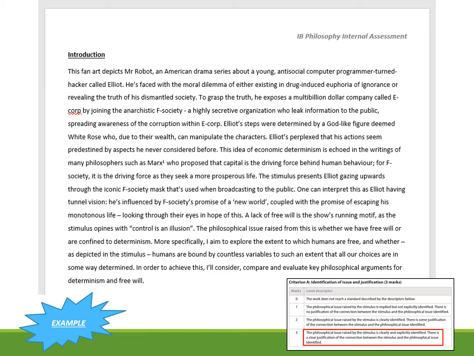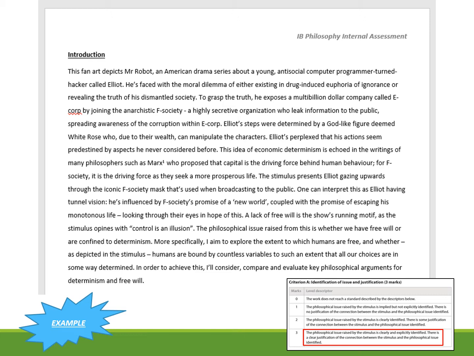There is a clear justification of the connection between the stimulus and the philosophical issue. The writer for this IA has spent time telling the reader who Eliot is, the character in the picture, and what the background to this image is. Why has the person who created the art created this? What does it show, and why does it show that particular theme? And that's where the issues come from. So that's how they've done that, and that's roughly around 200 words.